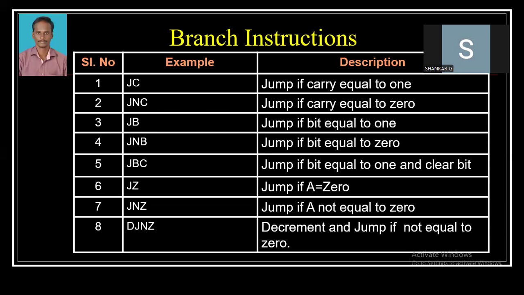And next JB, jump if bit equal to 1. JNB means jump if bit equal to 0. Next JBC, jump if bit equal to 1 and clear the bit. Next JZ, jump if A equal to 0. And next JNZ, jump if A not equal to 0. Next DJNZ, decrement and jump if not equal to 0.